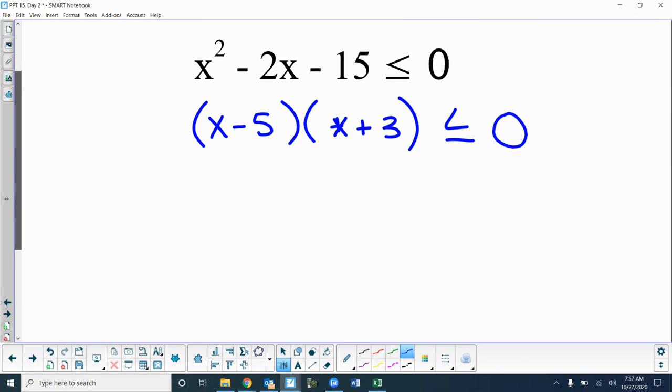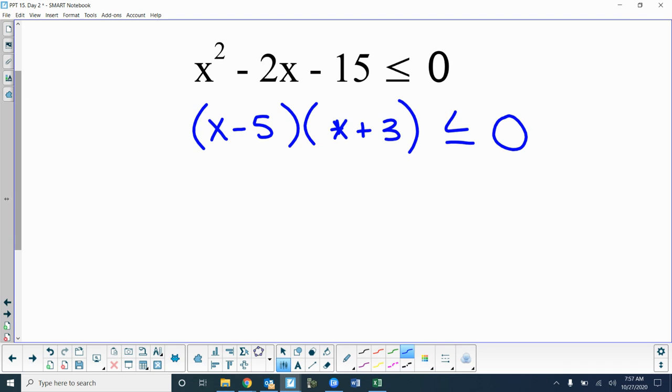So, if it was just equal to, what would we do to finish up? Renita? Set them equal to 0, right? So what's this number going to be, if I set it equal to 0? 5. What's this one going to be? Negative 3, right? We all okay with that? Okay, we call those critical values in these quadratic inequalities.